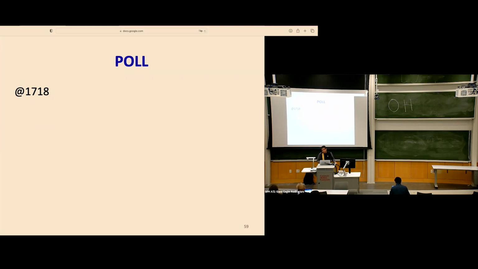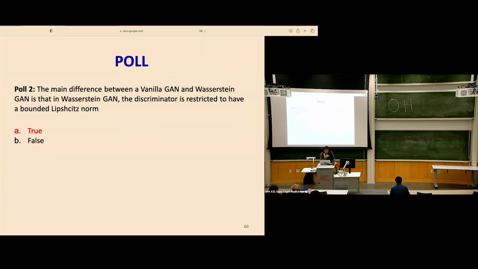Time's up. The question was, the main difference between a vanilla GAN and a Wasserstein GAN is that in a Wasserstein GAN, the discriminator is restricted to have a bounded Lipschitz norm, which is true. I hope most of you answered true.